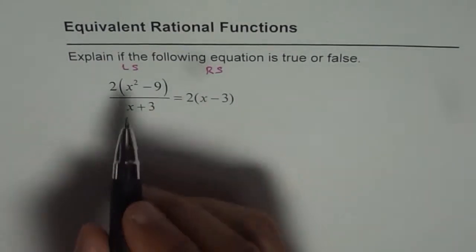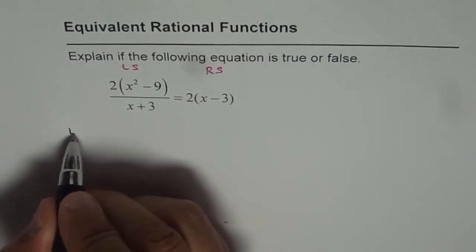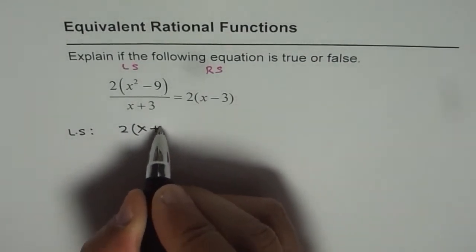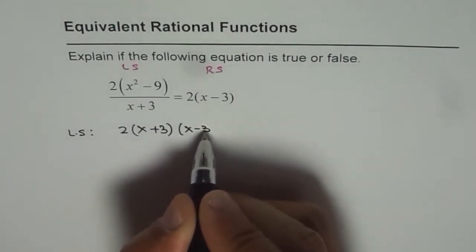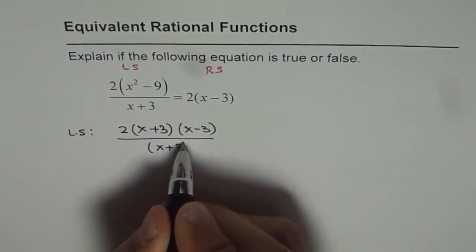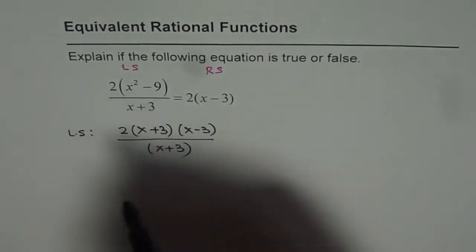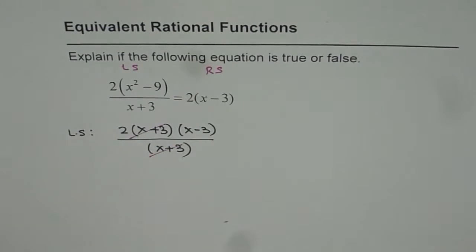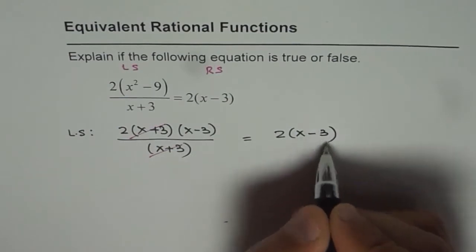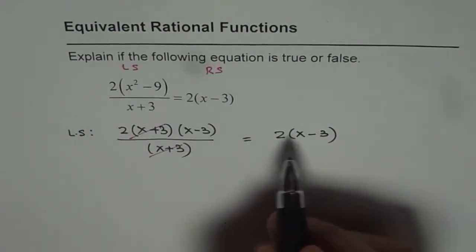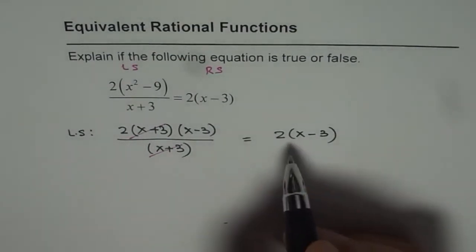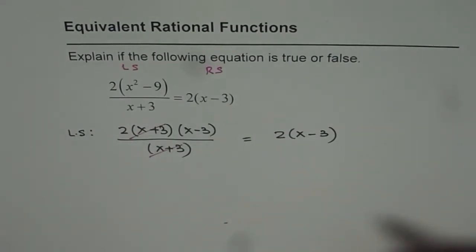Let's figure it out. The left side equation, I can write this as 2 times (x plus 3) times (x minus 3), that is factoring x squared minus 9, divided by x plus 3, right? Now if you see it, we can actually cancel x plus 3, and so what we get here is 2 times (x minus 3). Now see the question. That seems to be the right side, correct? That is the right side. Now the question is, are they equivalent? Or is there a difference?